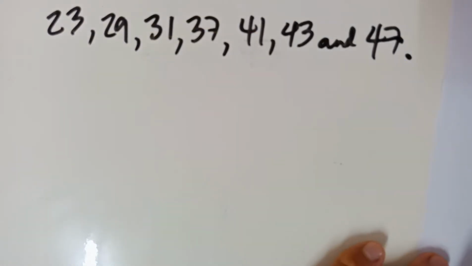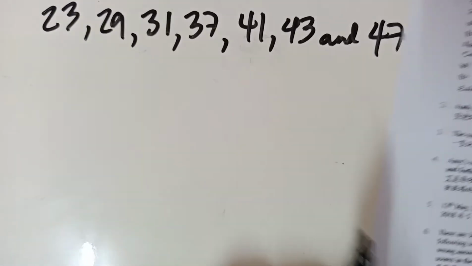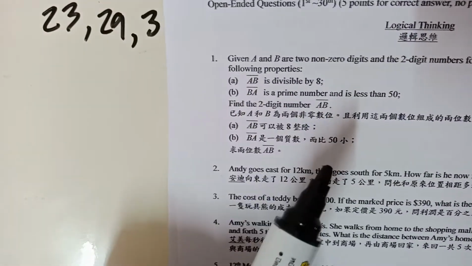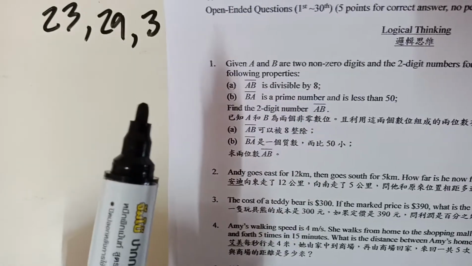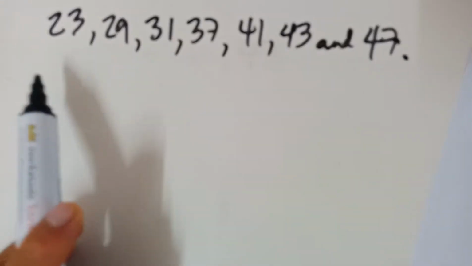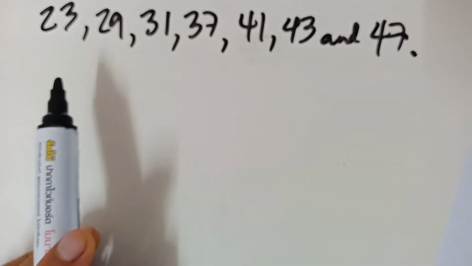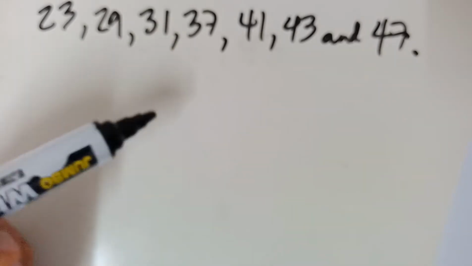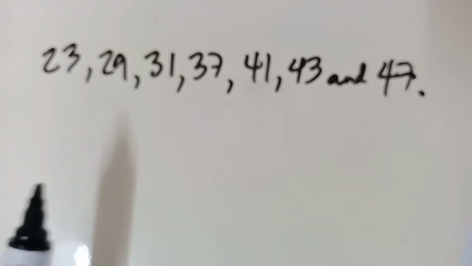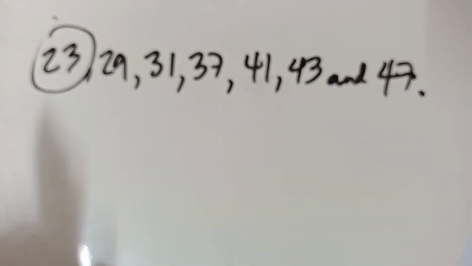Okay, 2-digit prime number that is less than 50. So going back to the problem, it says that BA is a prime number less than 50, while AB is a number divisible by 8. So you simply look at the number among these numbers in which when we interchange the ones and the tens digit will give us a number divisible by 8. Which of the numbers will give us a number divisible by 8 if we interchange the tens and the ones digit? That is clearly, obviously, 23.